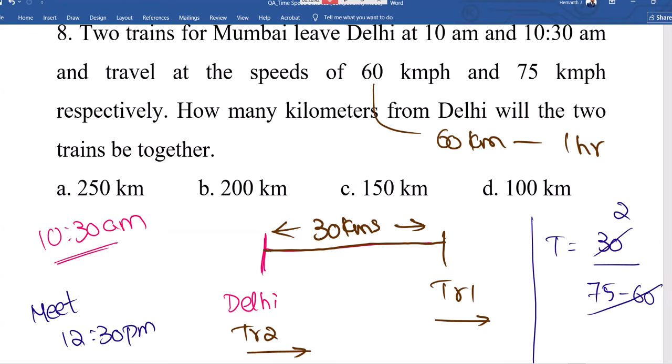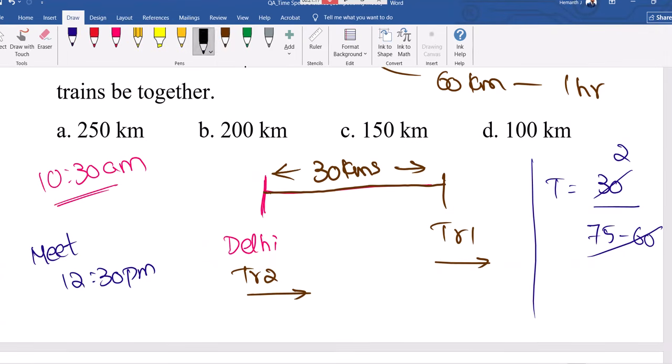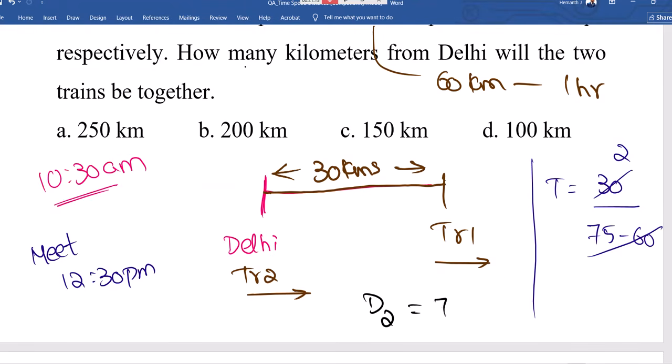Because 2 hours. But what are they asking? Is it timing? They're asking the distance from Delhi. From Delhi, which trains are moving? Both the trains are moving from Delhi. You take any one, sufficient. Take the second one, the chasing one. The chasing one travels 2 hours. So you can go for the distance traveled by train one or train two. Train two speed is 75. It travels 2 hours. 150 kilometers is your answer.